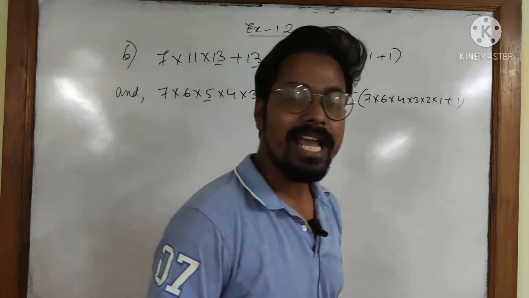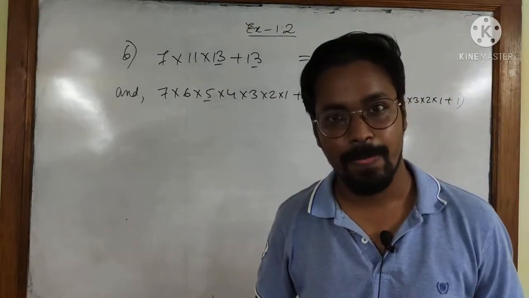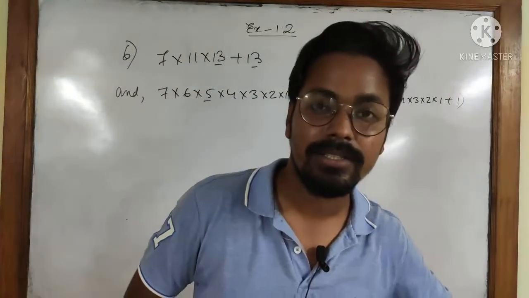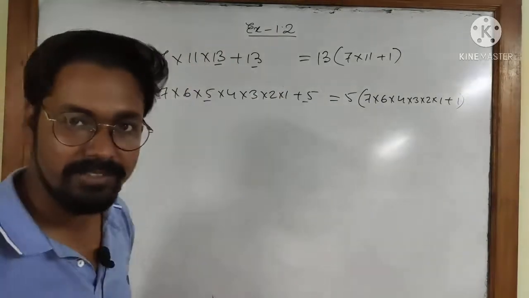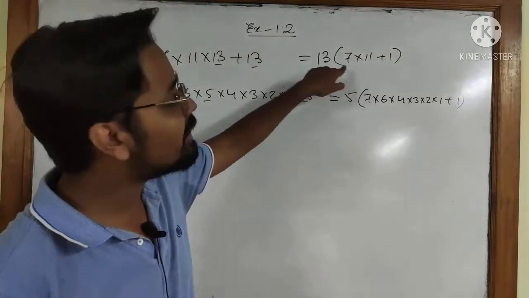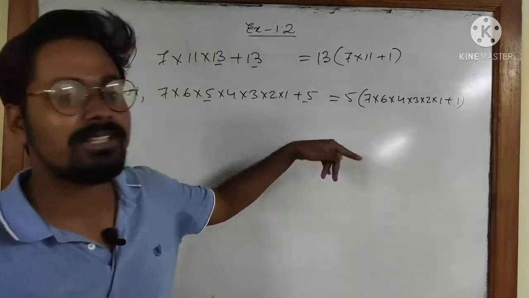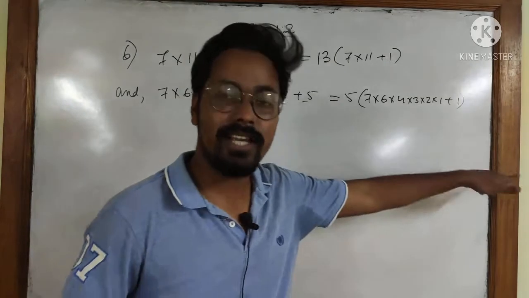What is a prime number? If a number is only divisible by 1 and the number itself, then it is called a prime number. But if it is divisible by any other number, then it is a composite number. So here this number is obviously divisible by 1, any number is divisible by 1, but it is also divisible by 13. So it is a composite number. Here this number will obviously be divisible by 1 and it is also divisible by 5. So again it is a composite number.